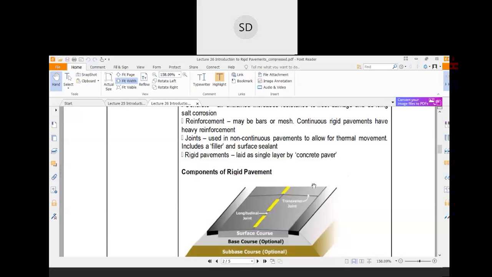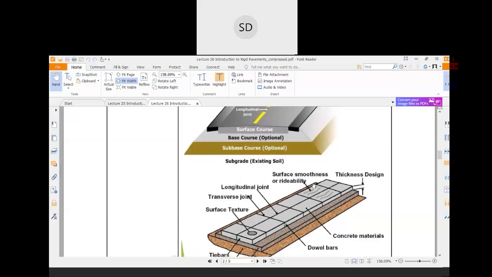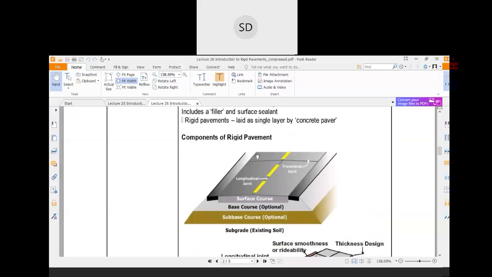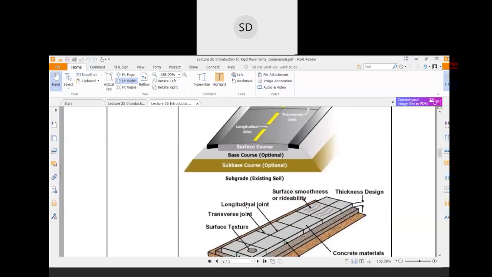Therefore you need to release the stress, and that stress can be released through the joints provided in the rigid pavement. Now in the rigid pavement there will be joints, and different reinforcement would be provided in the joint to transfer the load from one pavement component to another component. Generally this joint can be a transverse joint or longitudinal joints.